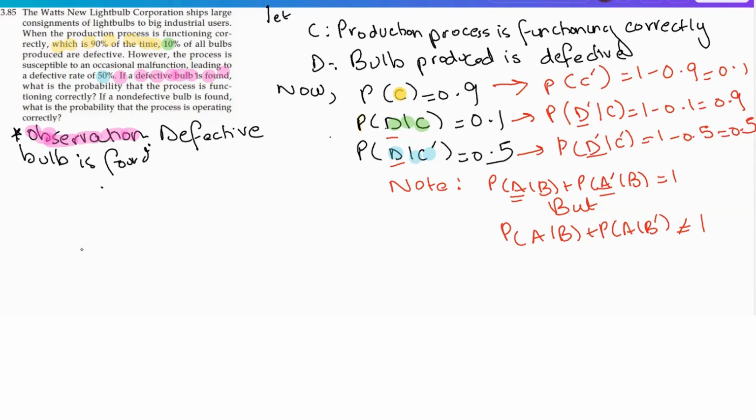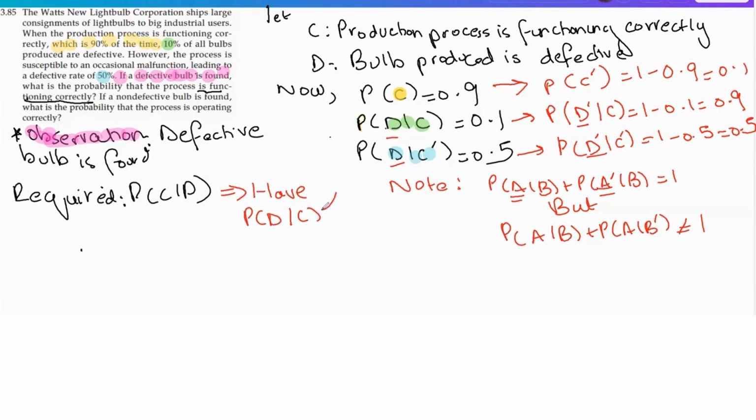Now what is required? What we are required to find is the probability of C given D. If a defective bulb is found, what is the probability the process is functioning correctly? So we want to find the probability it's functioning correctly given this observation, that the defective bulb is found. Now, the thing to note is that we have the probability of D given C, which is given as 0.1.